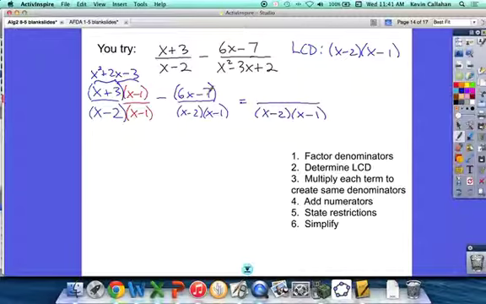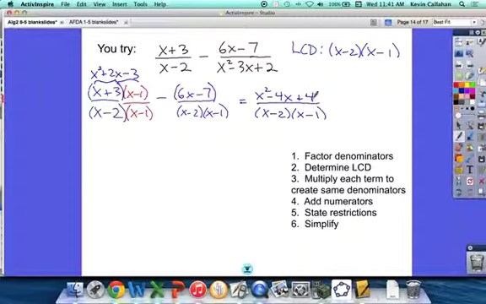So the first term will be x squared. There are no other x squareds here, so I definitely have an x squared. Then I've got a 2x minus 6x, which is minus 4x. And I'll have a negative 3 minus negative 7, which is negative 3 plus 7, which is plus 4.